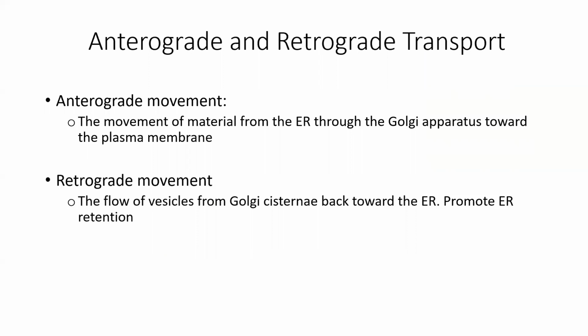I want to talk a little bit about anterograde and retrograde transport. Anterograde transport is when material from the ER moves to the Golgi and toward the plasma membrane. In opposite, retrograde movement is the movement of vesicles from the Golgi apparatus back to the ER. So that promotes ER retention.